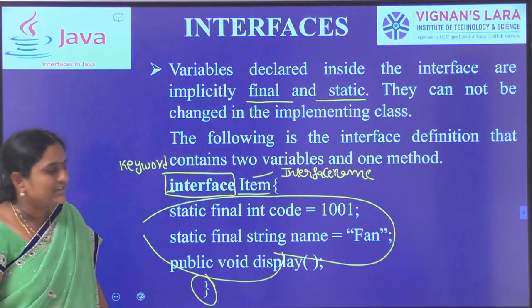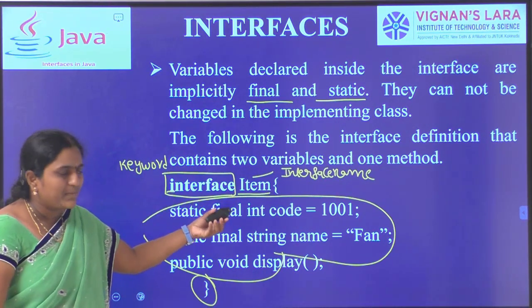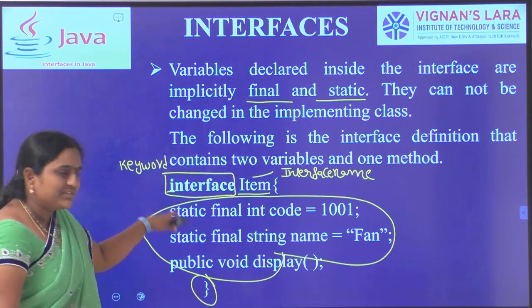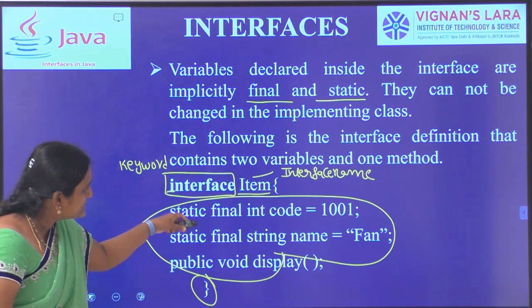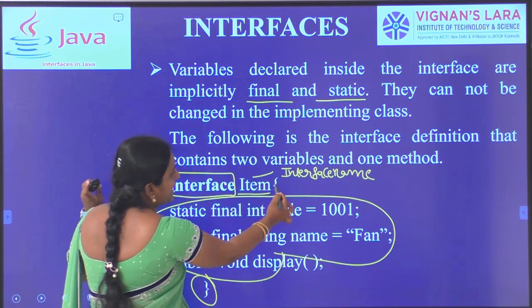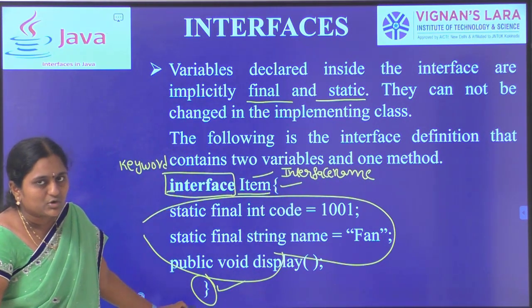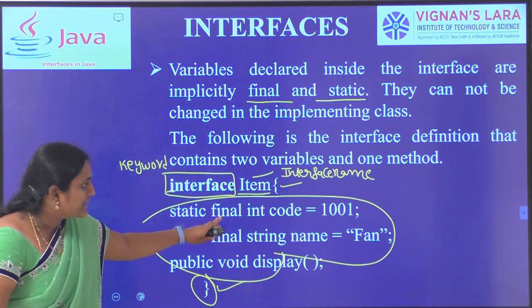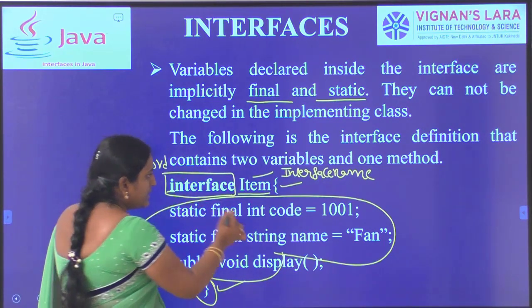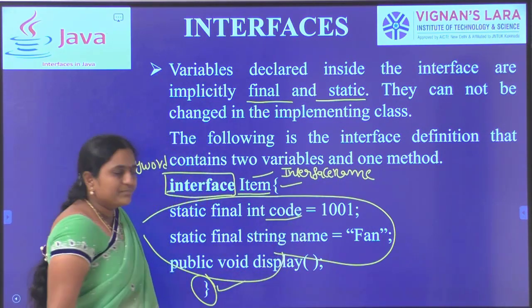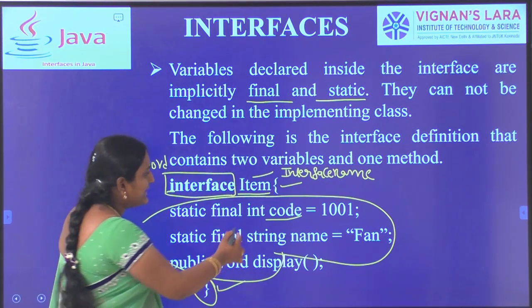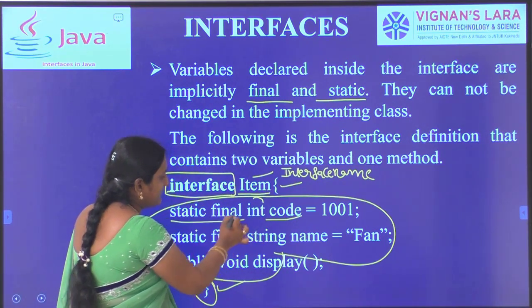Like a class declaration starts with the class keyword followed by the class name, with the class body within braces, here the interface body is also mentioned within braces. We open the brace, and at the end of the syntax we close the brace. Here I am declaring two variables. Code is the variable name. It is an integer type, but it is static and final.